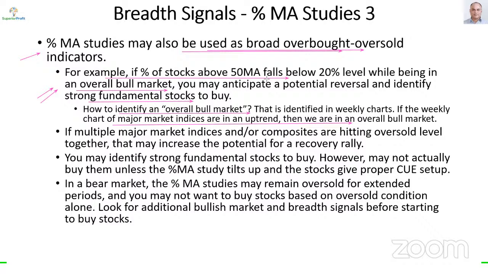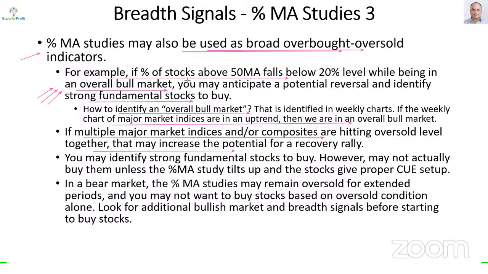And what kind of stocks are we going to buy? The stocks that have the strongest fundamentals, in industries that are now tilting up or accelerating, and with one of the Q technical setups. So again, we will focus on the strongest stocks, but we will be a little bit ahead of others. And then again, if multiple major market indices and their composites are hitting oversold level together, that may increase the potential for a recovery rally for the broad market.